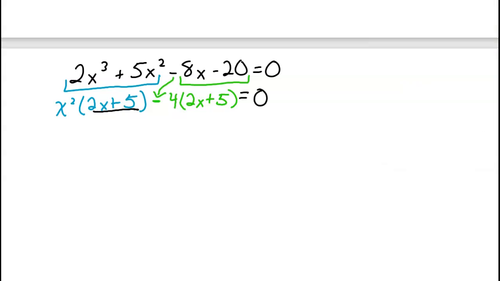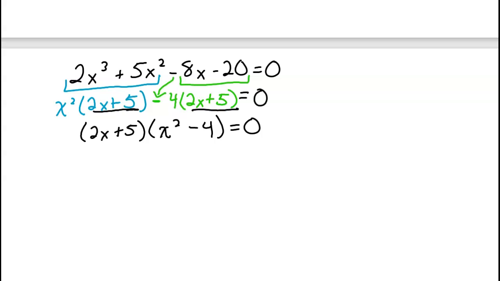Oh, look. I have two terms here, and both of those have the same factor, 2x plus 5. So I'm going to factor out that 2x plus 5, and I'm going to put my leftovers, x squared minus 4, in the other factor.